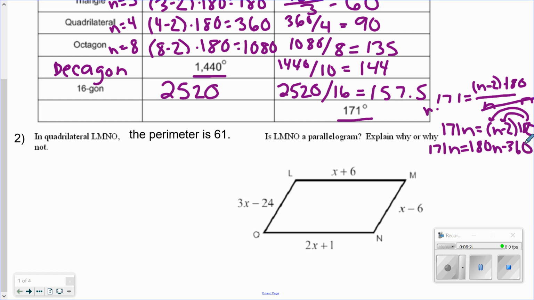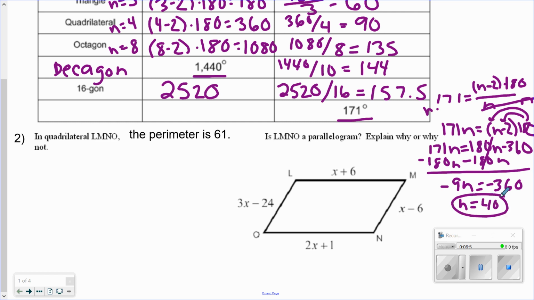If I subtract 180n on each side, that will cancel this out, and I'm left with negative 9n is equal to negative 360. Divide by negative 9 on each side, and I end up getting that n is equal to 40. So this means that I have a 40-sided polygon, which we're just going to call a 40-gon.